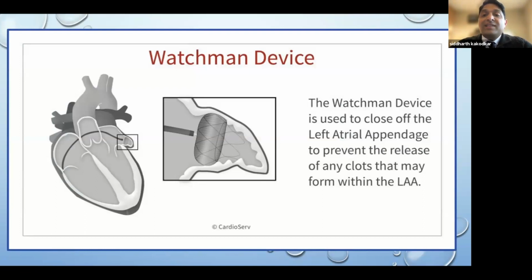So just through a vein in the leg, we place a catheter up to this appendage, and we place this device that opens up and it blocks off the appendage. And your own tissue eventually grows over the appendage. But by having this blocking off the appendage, clots can't form here and break off and go to the brain. This is equivalent to being on a blood thinner to prevent stroke. So it's a great thing to have this available because now patients who can't be on a blood thinner to prevent stroke have another option to protect them.